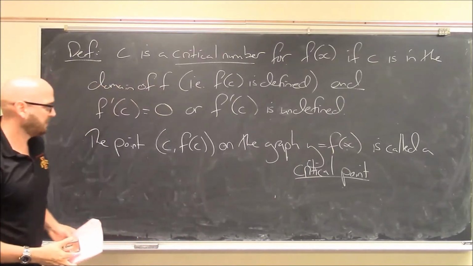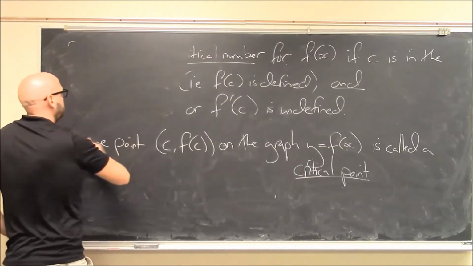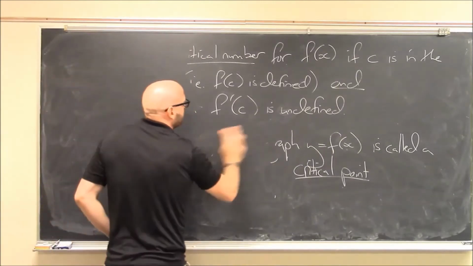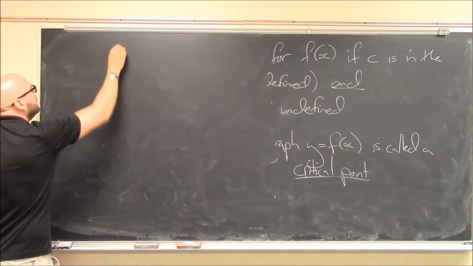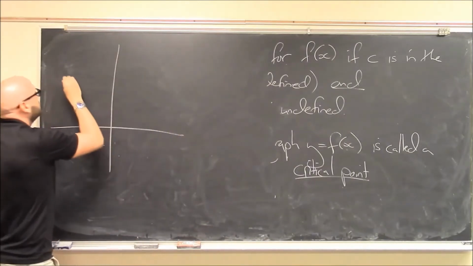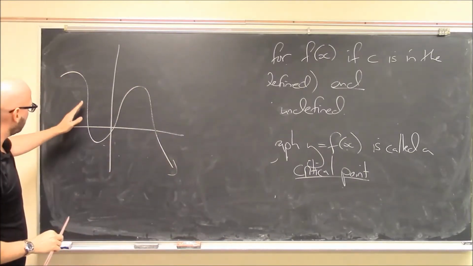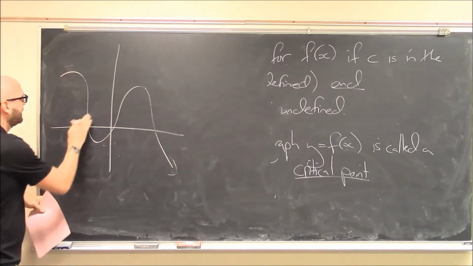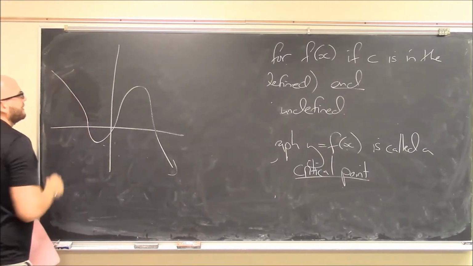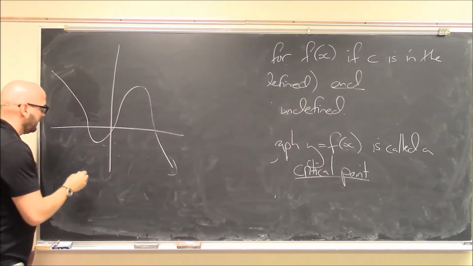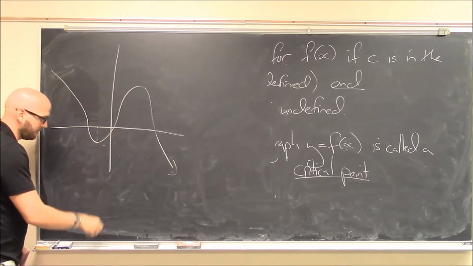So just a little bit more terminology there. Let me show you exactly the difference. Here, I'll only erase half the board for now. Here's a function. It gets very steep right here, but let me fix that so it's not too steep. Okay, here's our function. I have two critical numbers and critical points.